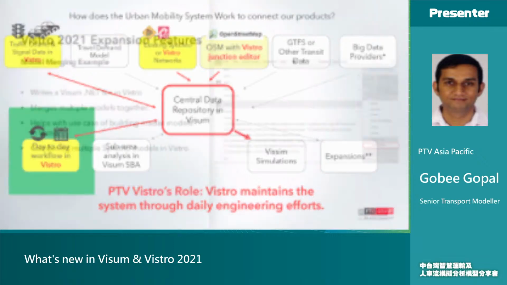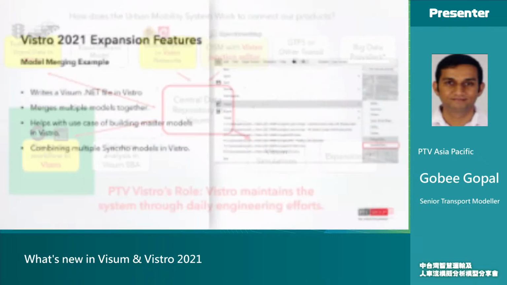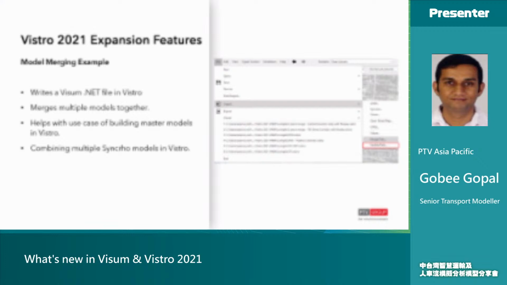So with the features which have been added to Bistro 2021, one is model merging. Let's say you have two models, like one model in Bistro and another model in Visum. You can bring these two models together in Bistro. So you write the Visum .NET file in Bistro and merge multiple models together. This helps with the use case of building a master model in Bistro, or combining multiple Synchro models in Bistro.